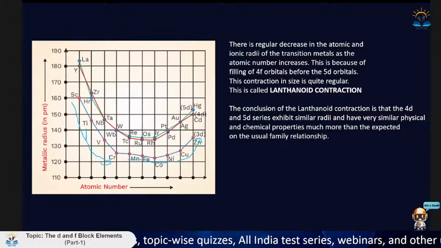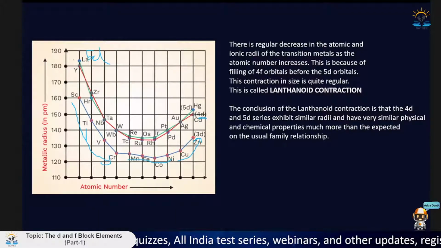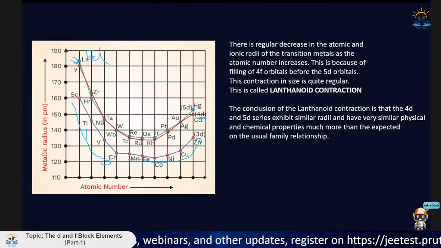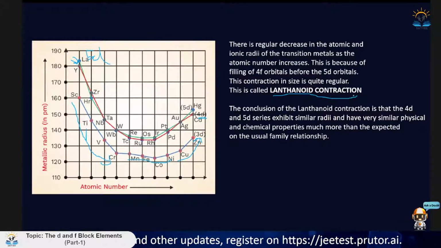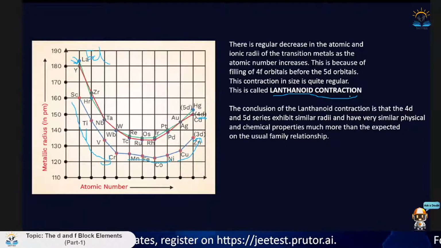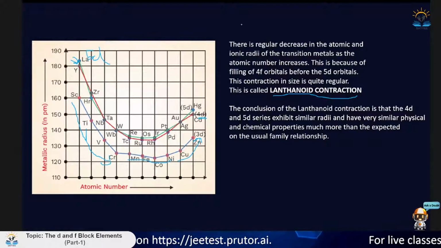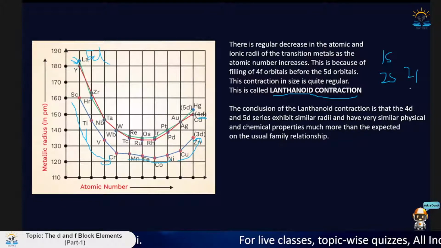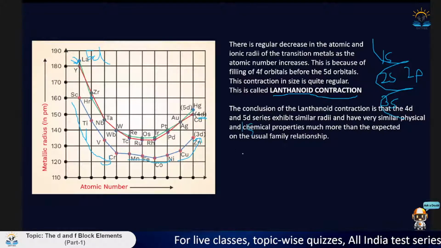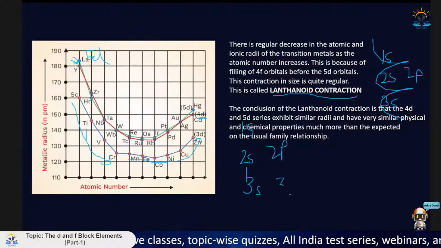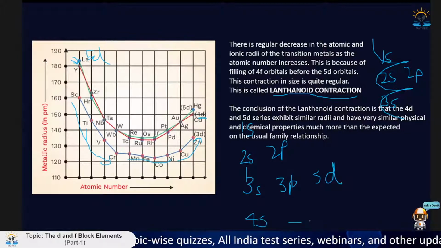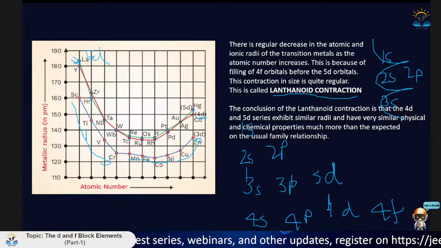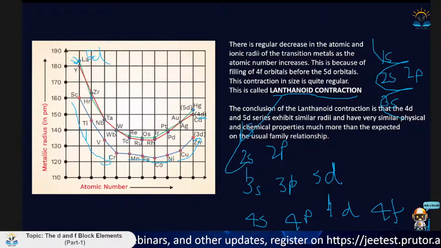But if you see our 4d and our 5d series, their atomic radius graphs are almost overlapping each other. For this phenomenon, we have what is called lanthanoid contraction, which is responsible for this. Now, what is lanthanoid contraction? If I again draw that graph, we'll draw it here: 1s, 2s, 2p, 3s. Okay, I drew it wrong here. 1s, 2s, 2p, 3s, 3p, 3d, 4s, 4p, 4d, 4f, and similarly you have the other orbitals. Your 5d will come somewhere over here. We learned this in atomic structure, right?